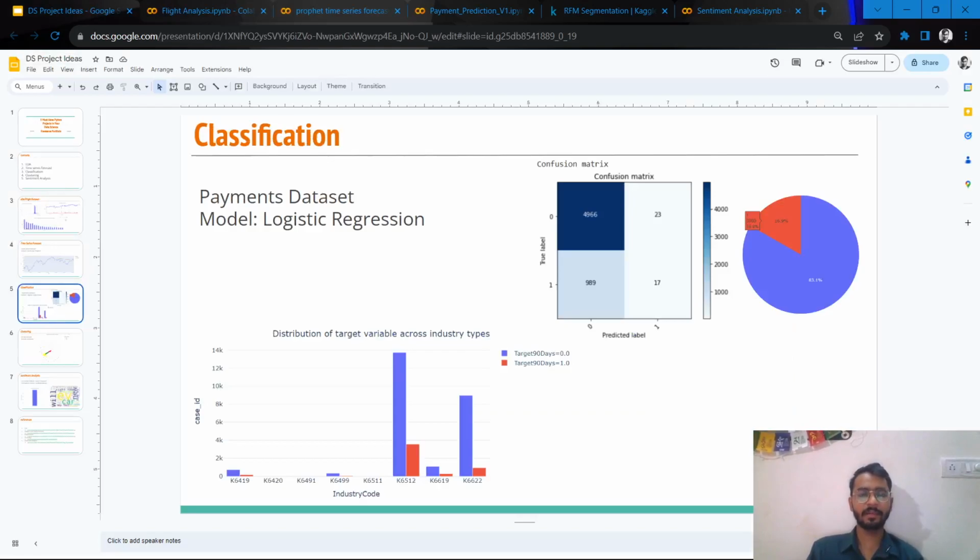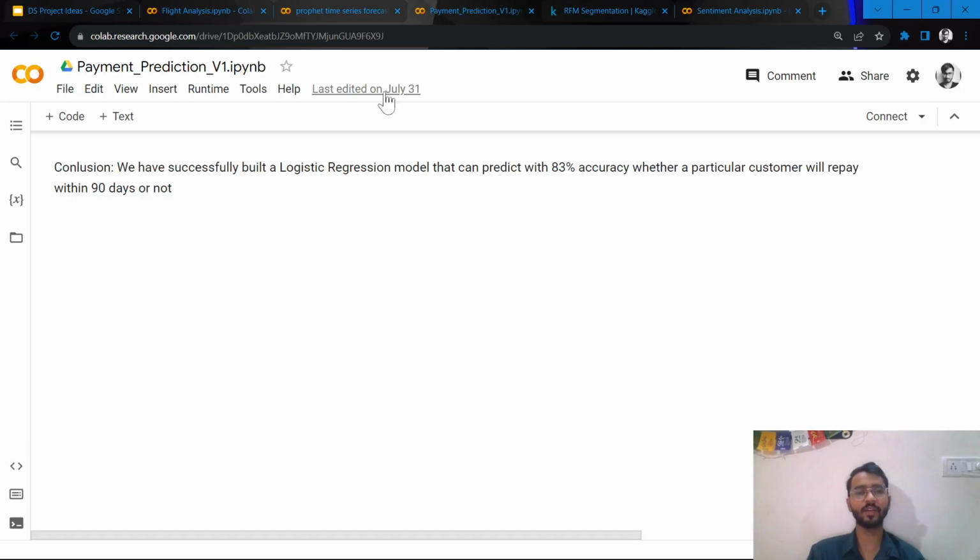The third project that I'll be talking about is a very basic classification project. These are a few visualizations that I've used in my classification project. As with all classification projects, there must be a confusion matrix which will tell us how many predictions we got right and how many predictions we got wrong.